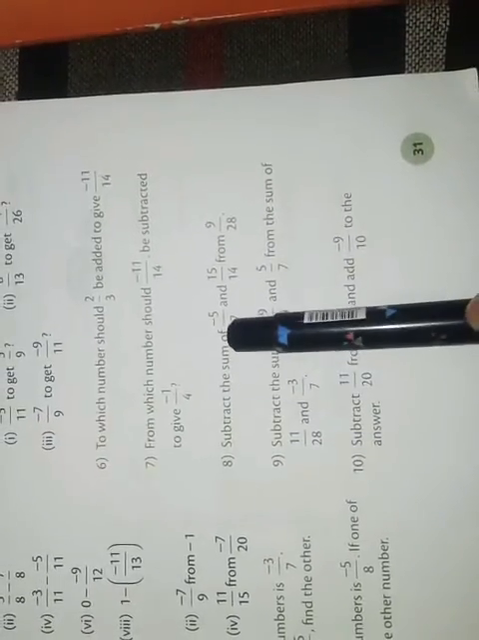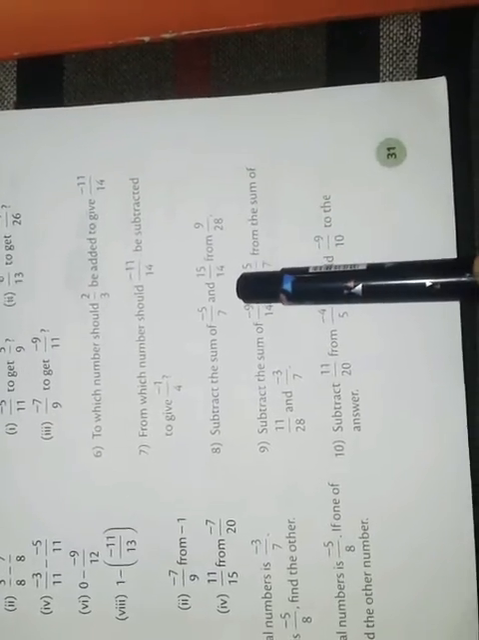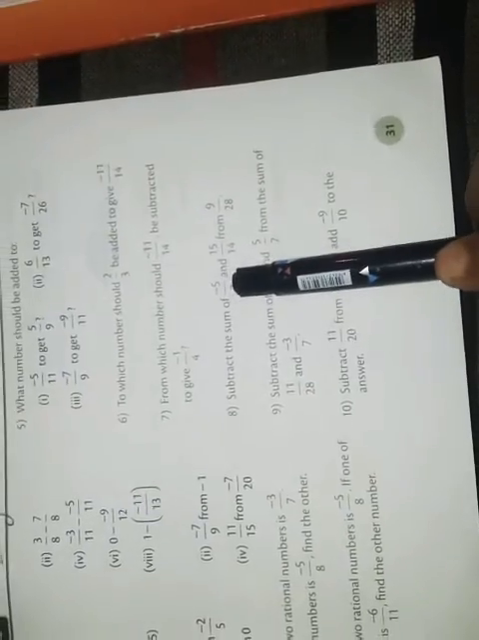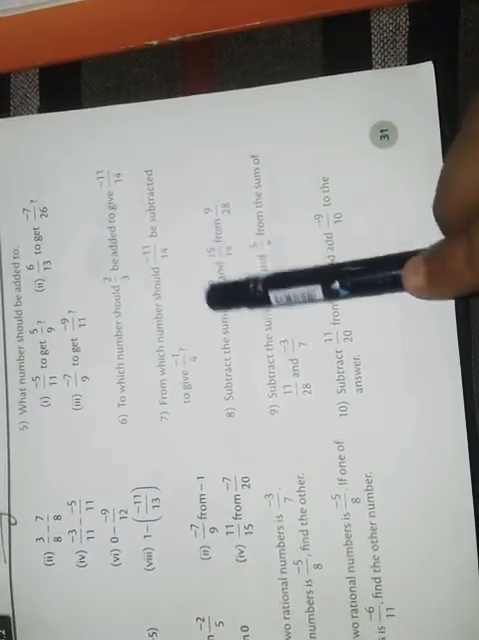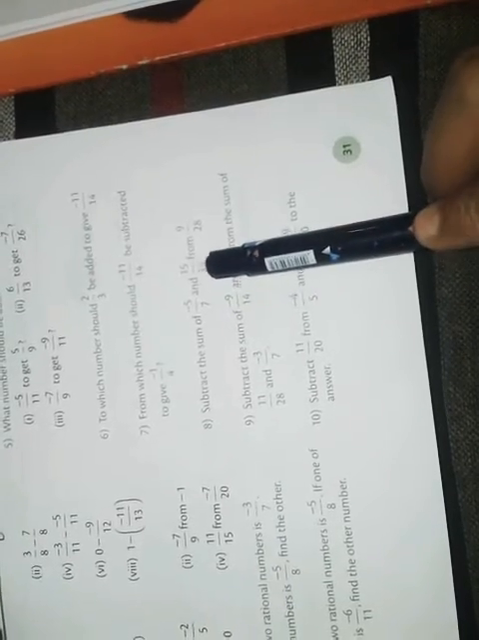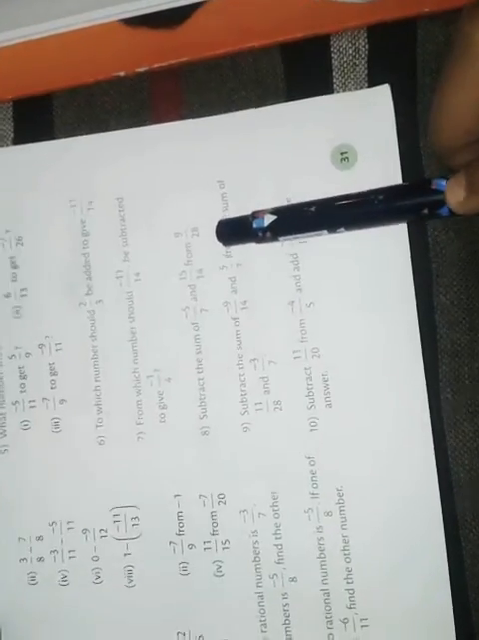The question says: subtract the sum of minus 5 by 7 and 15 by 14 from 9 by 8. We have to subtract the sum of these two from this. If you don't understand this question, I give a simple example. Suppose we have to subtract the sum of 1 and 2 from 5. The sum of 1 and 2, that is 1 plus 2, is 3. We have to subtract 3 from 5. Like that, we first add these two numbers, and whatever sum we get, we subtract that sum from the 9 by 28.